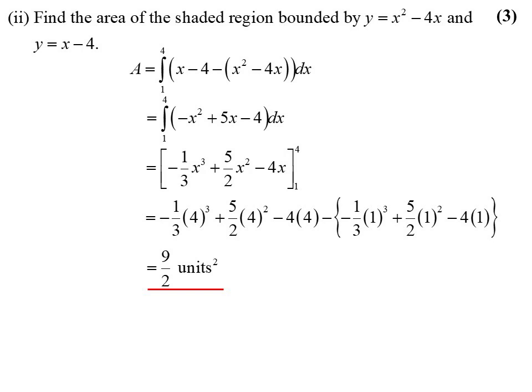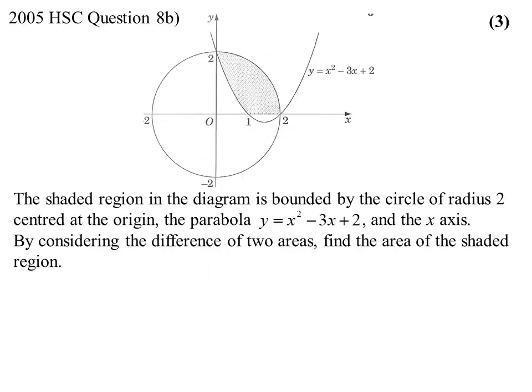Alright, let's keep going. 2005 question. Shaded region, we've got a circle and a parabola, and there's the interesting area they want us to find. Find the area of the shaded region. They gave you a hint by considering the difference of two areas.